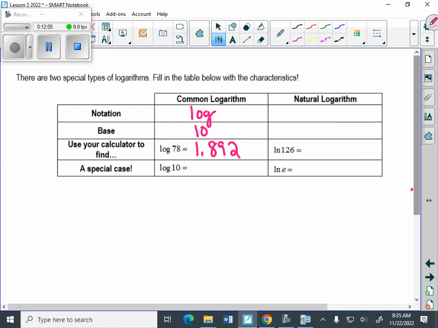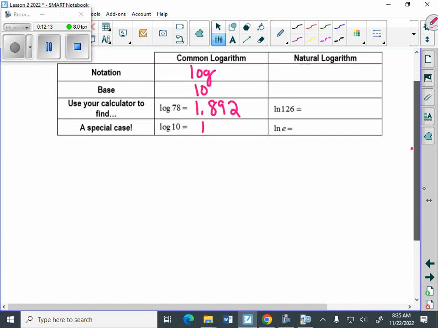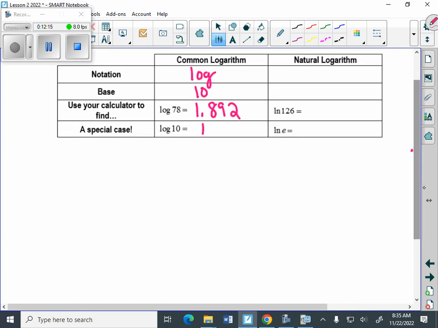1.892. And what we got with our special case of log of 10 is 1. Just a real quick explanation of this bottom special case. Remember, this would be 10 to what power equals 10, because it's understood that this base is 10. Well, 10 to the first is 10.